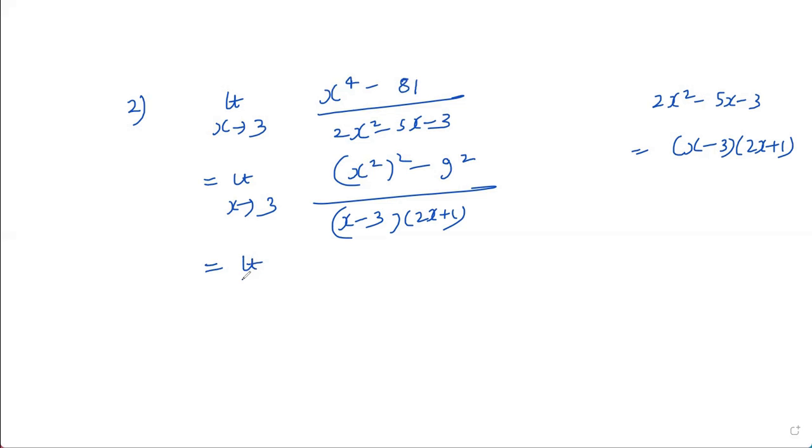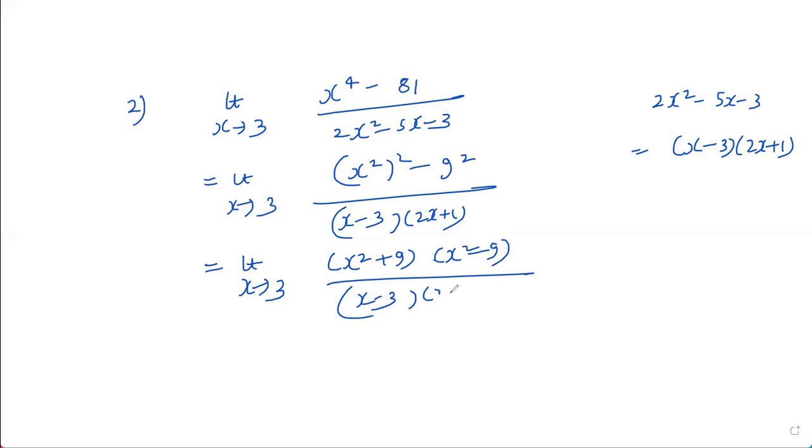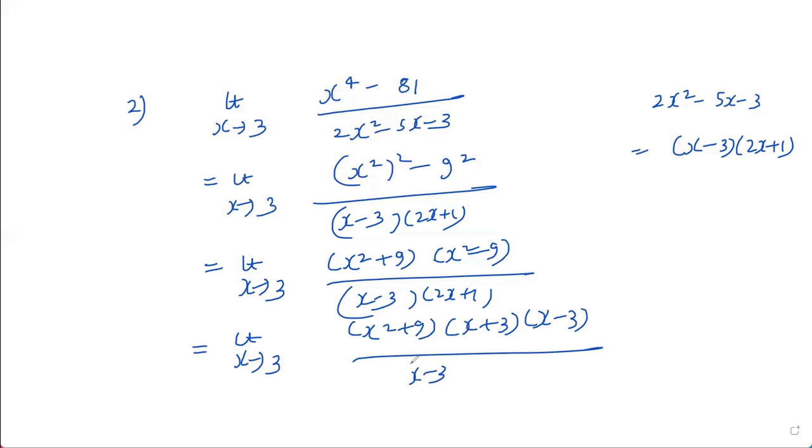Yes, so after that we will also factorize the numerator. It will become x squared plus 9 into x squared minus 9, divided by x minus 3 into 2x plus 1. So we can further split. x squared plus 9, and that we can further break as a square minus b square as x plus 3 into x minus 3, and whole divided by x minus 3 into 2x plus 1. So x minus 3 and x minus 3 will cancel out.